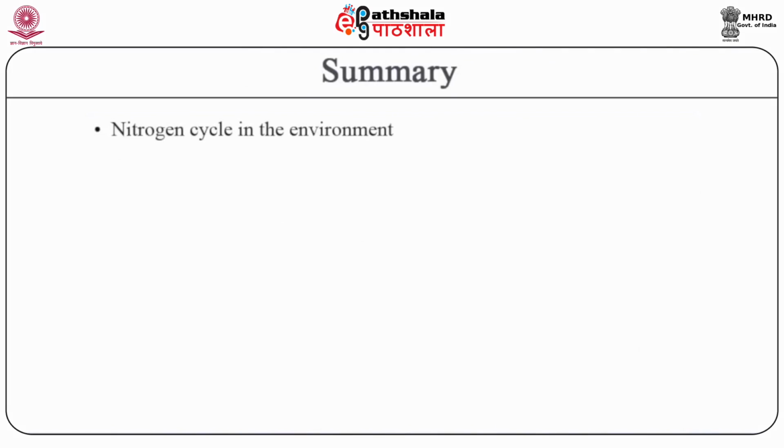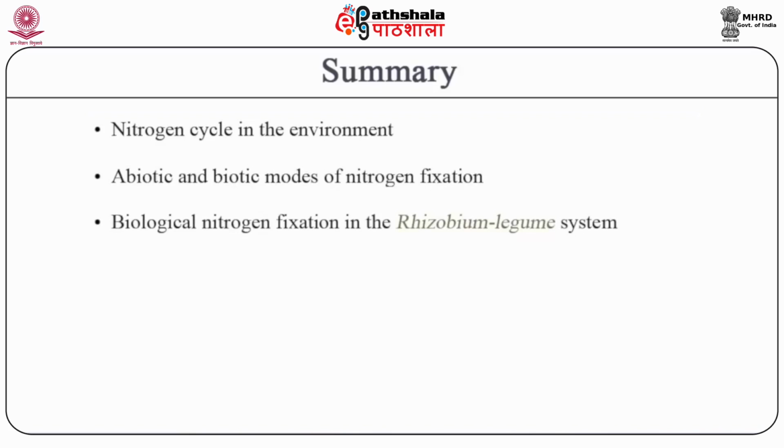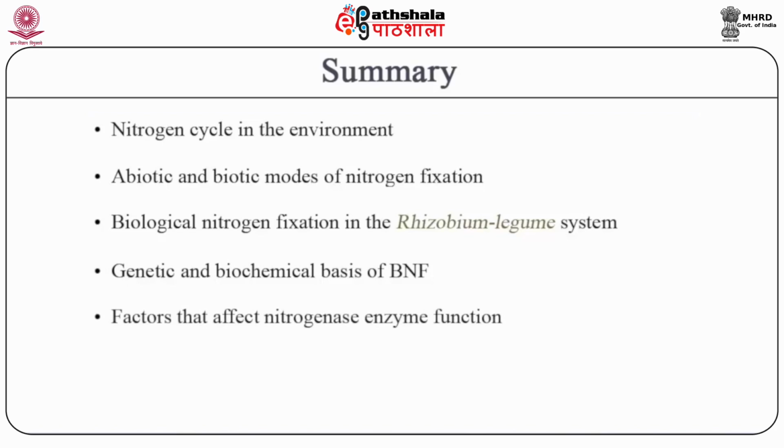To summarize, the nitrogen cycle is responsible for mobilizing atmospheric nitrogen into soluble form by the process called nitrogen fixation. This nitrogen fixation may occur by both abiotic and biotic means. Biological nitrogen fixation by the rhizobium-legume system is by far the most important type of nitrogen fixation. The genetic and biochemical basis of biological nitrogen fixation, and lastly the factors that affect nitrogenase enzyme function, have been studied in detail.